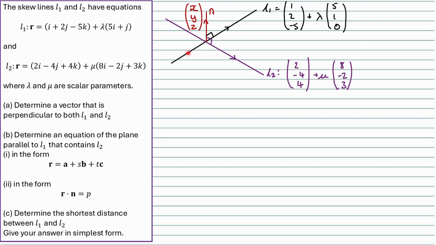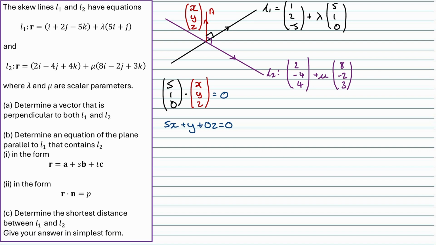So if we dot the direction vector of L1 with the direction vector of n, then we'll get (5, 1, 0) dotted with (x, y, z). And because they intersect at 90 degrees, the dot product will be the cos of 90, which we know is 0. And now we can dot these together, so we get 5x plus y. I'm going to write 0z. We know this is 0, but I'm going to include the z term.